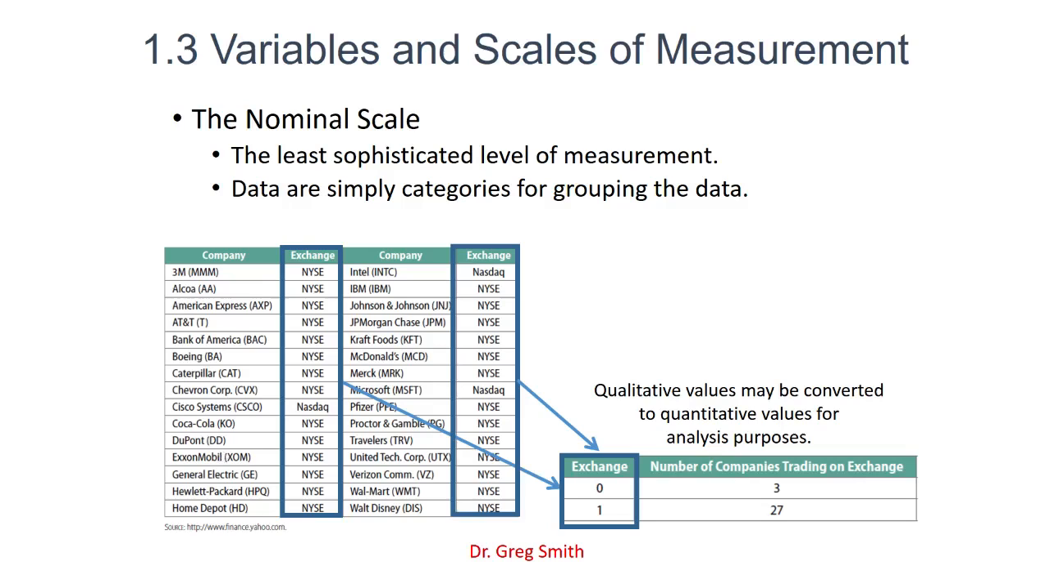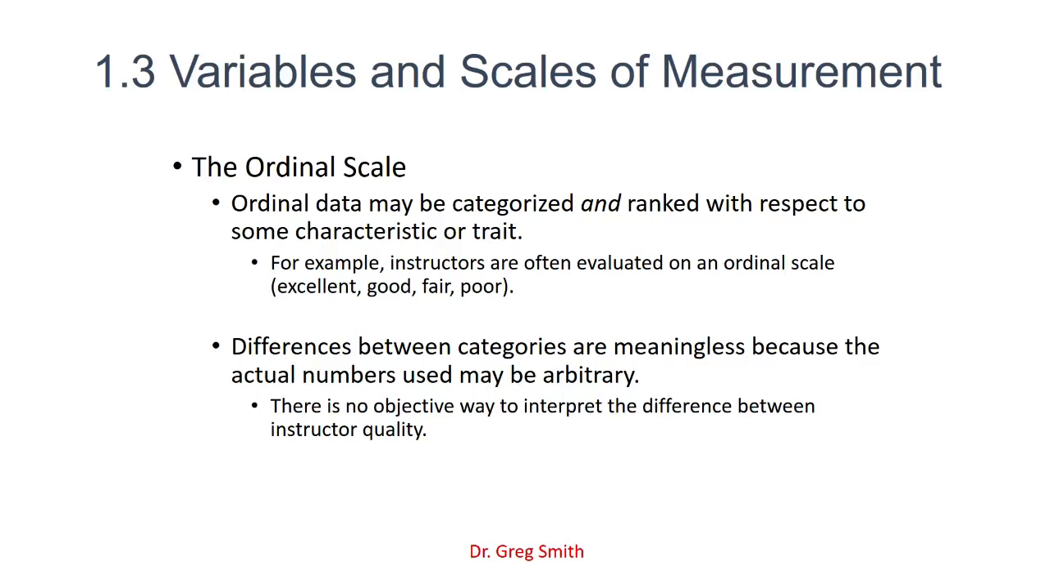The nominal scale is in name only, by far the least sophisticated. We can't do much with it except count them. So we'll count up the exchanges here. Is it NYSE or NASDAQ? Simply put into groups and count it. Ordinal means that you can put them into groups, you can count them, but the order is important, but we still can't do any kind of rank.